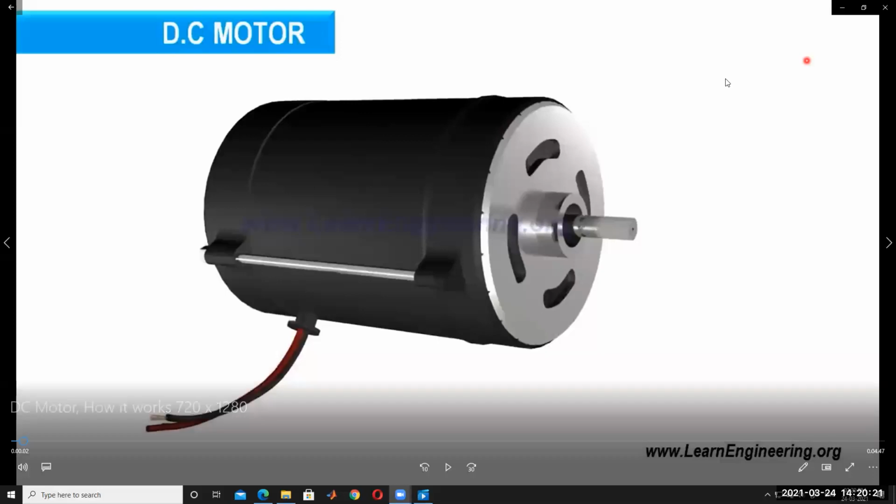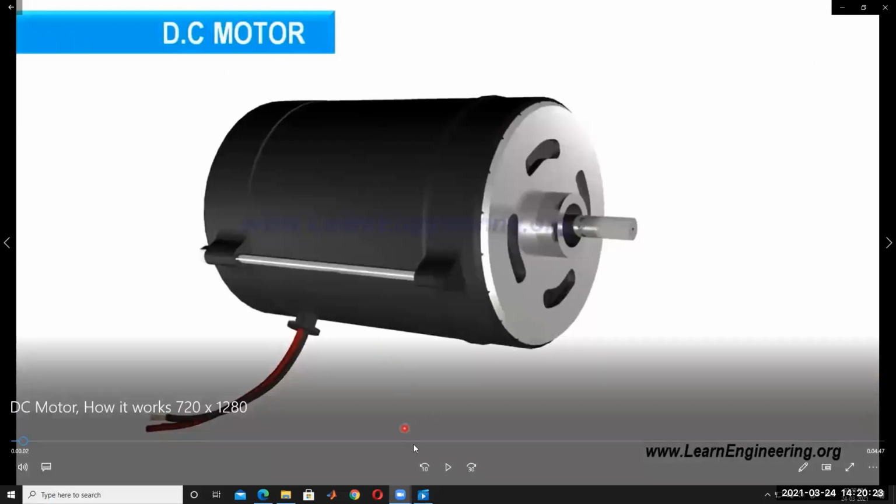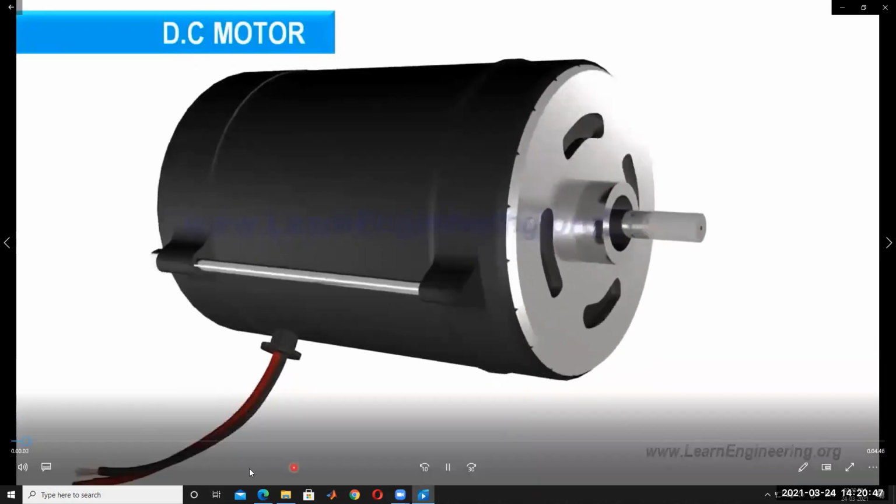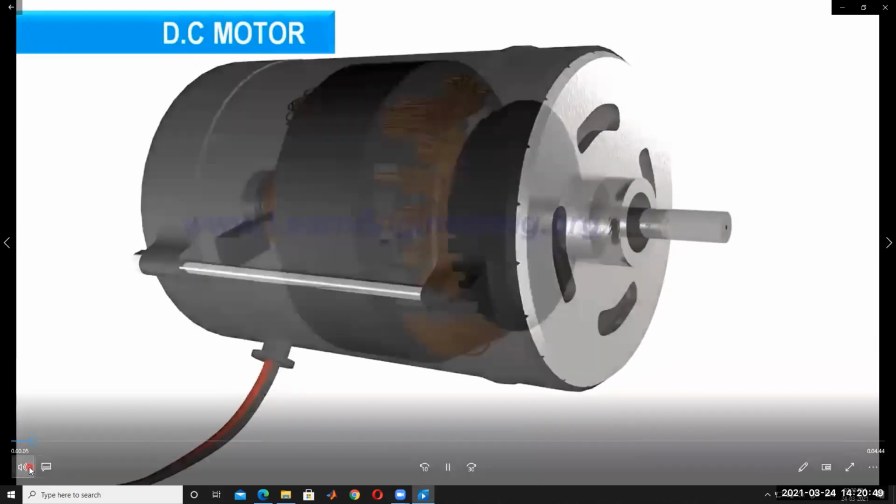Try to observe. This is a DC motor. The DC motor has only two terminals, called positive and negative. In a three-phase AC machine, six terminals are there, but in DC only two terminals. That is called positive and negative for a motor. So for a DC motor, only two inputs, plus and minus. This is the DC machine.